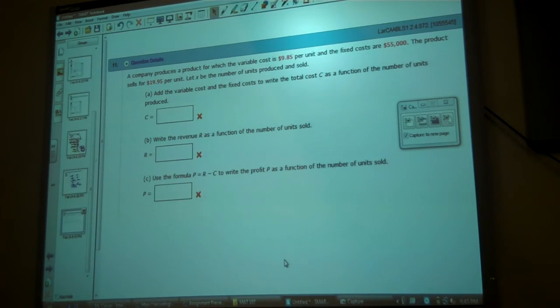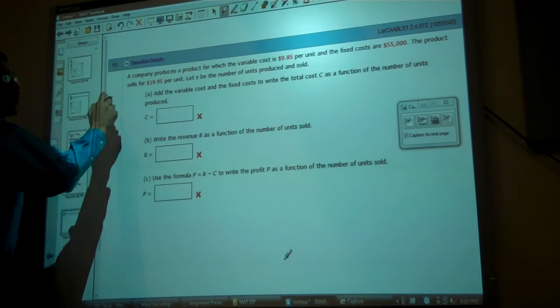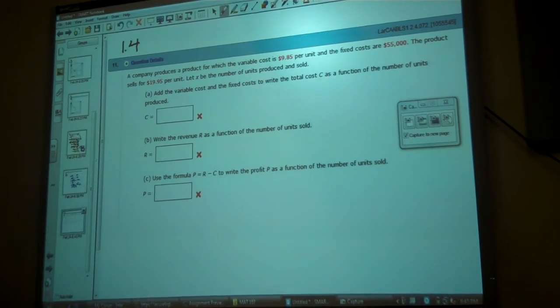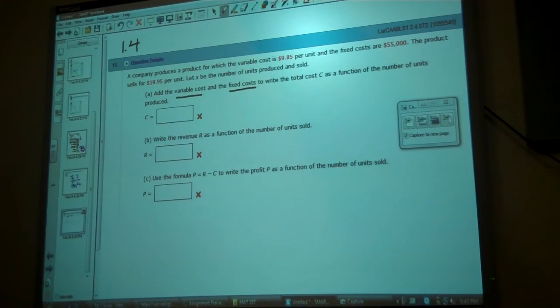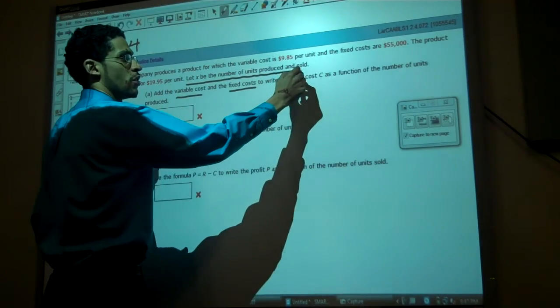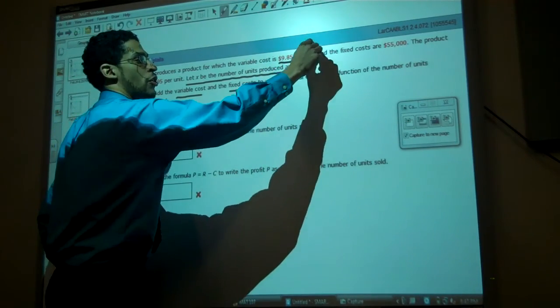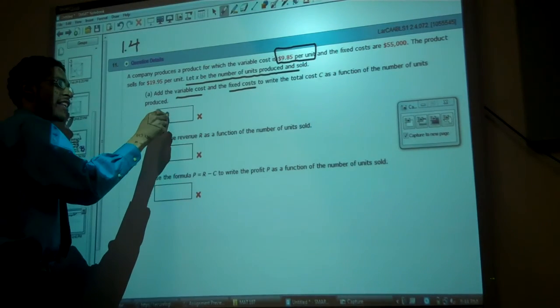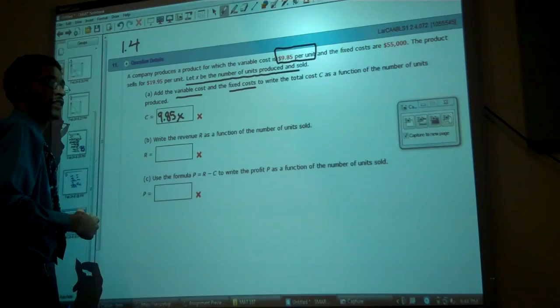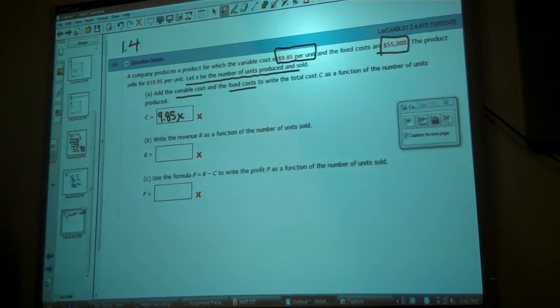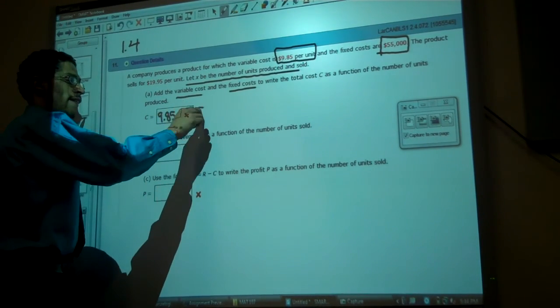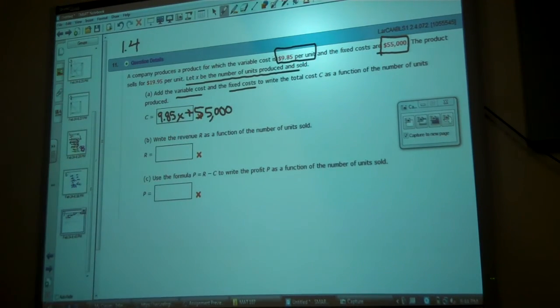A company produces a product for which the variable cost is $9.85 per unit. The fixed cost is $55,000. Add the variable cost and the fixed cost to write the total cost as a function of the number of units produced. Let X be the number of units produced. If it costs $9.85 per unit, you take the $9.85 and multiply it by X. The other cost isn't dependent on how many units. That's a fixed cost. It's like the cost of having the building that you're making the stuff in. $55,000. So we add that, and that would be the answer to the cost function.